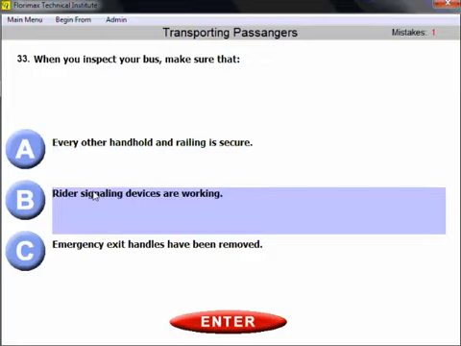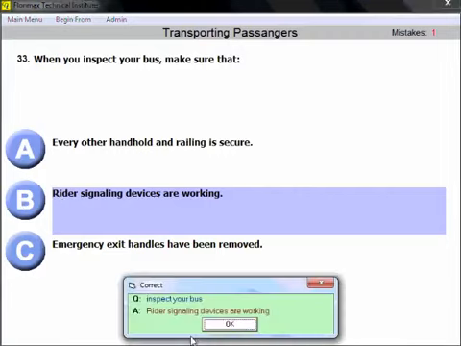You need to make sure when you inspect your bus, together with all other items to be checked, that the rider signaling devices are working. The other options are close to correct, but not exactly correct, because not every hand hold needs to be secured, and definitely the emergency exit handle should not be removed. It could be removed only in the case of emergency. So the right answer here: during the inspection, make sure the rider signaling devices are working.